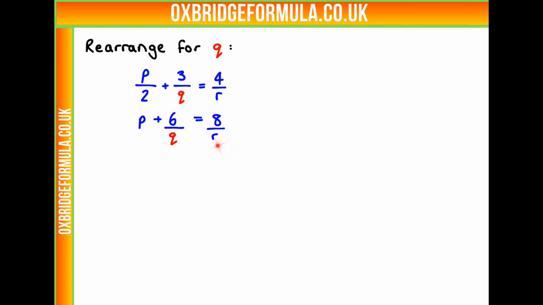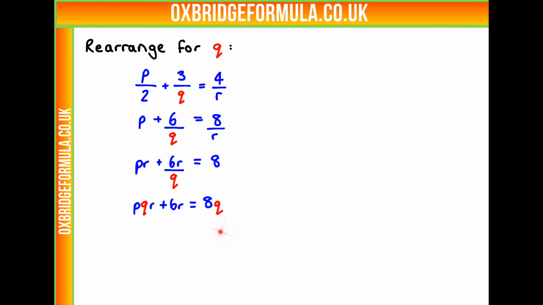If we do the same thing with R, we're going to get PR plus 6R over Q equals 8. And then lastly, let's do it for our Q. And you get PQR plus 6R equals 8Q. So now we've got rid of all those fractions.